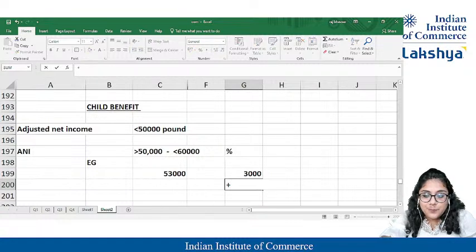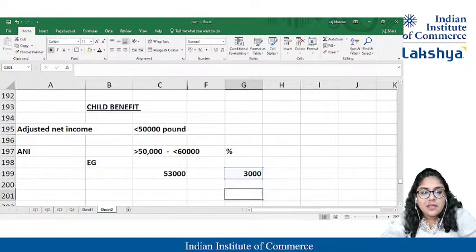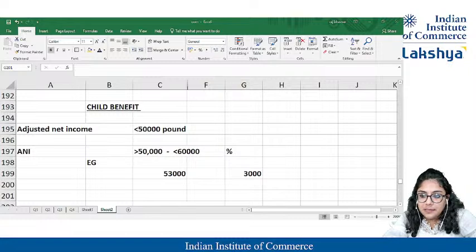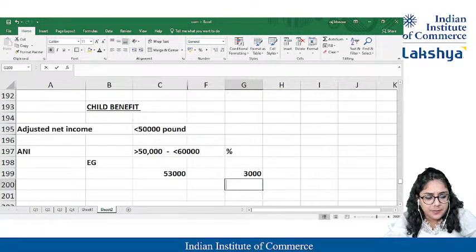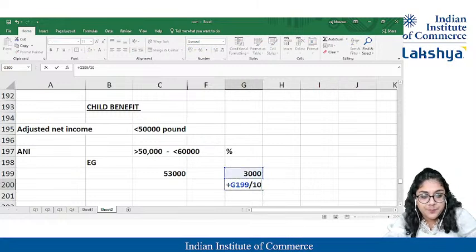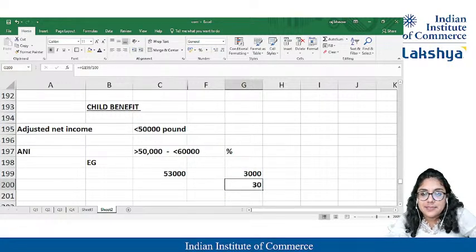Cool? Okay, wait a minute. So you just need to divide it by 100, and this is the percentage of tax that you are supposed to pay. Okay, cool. Is it fine?